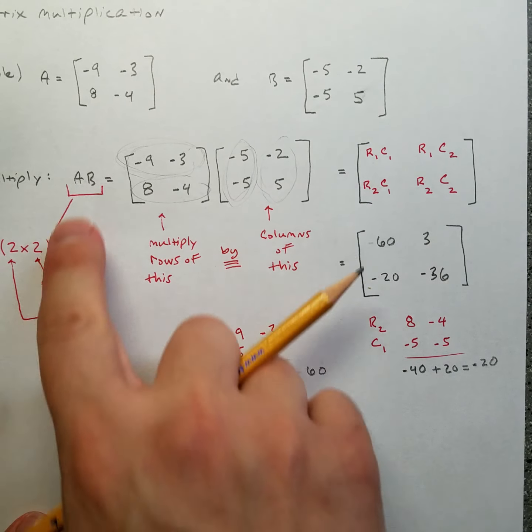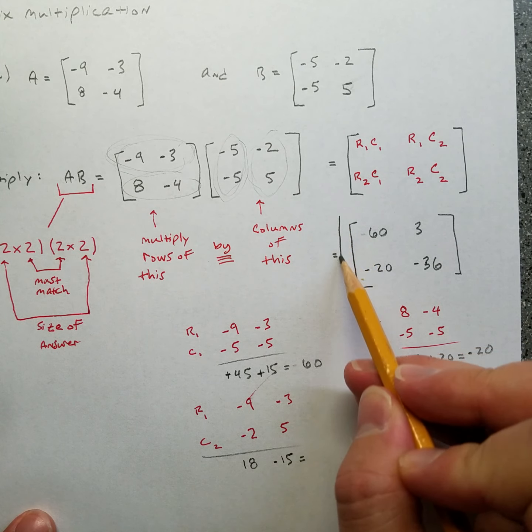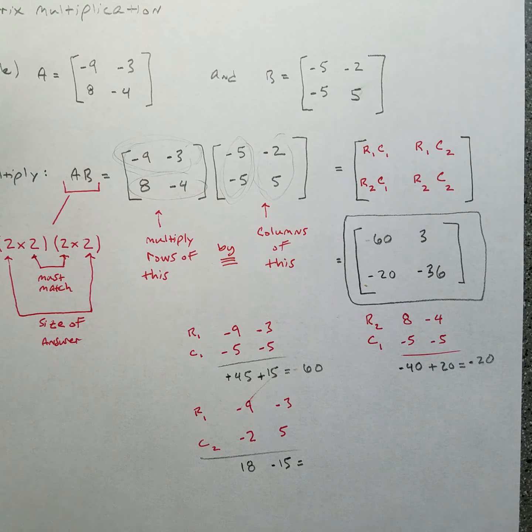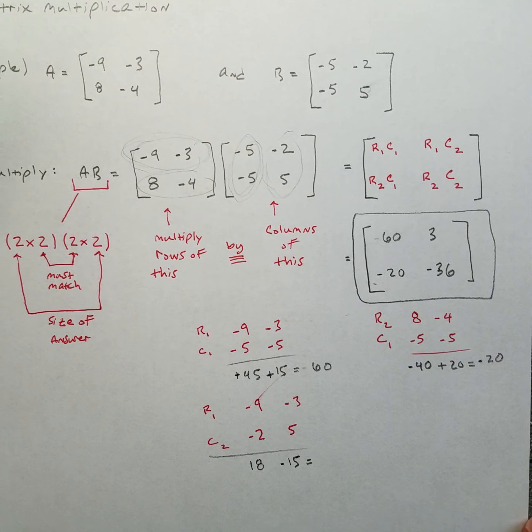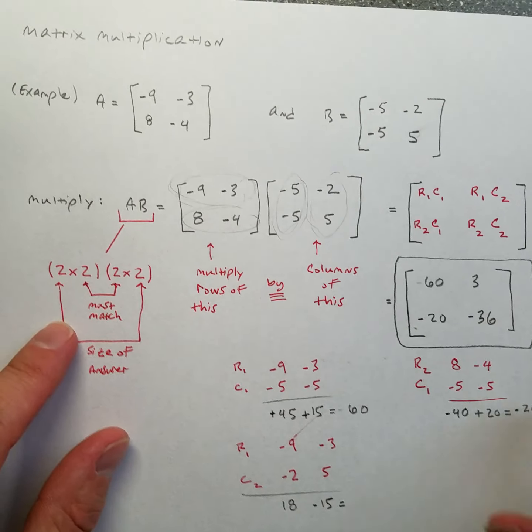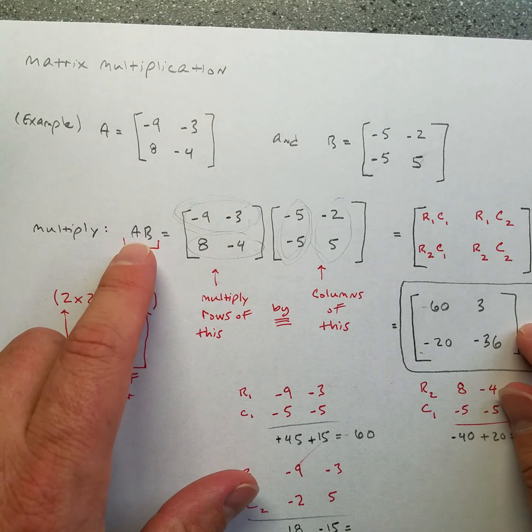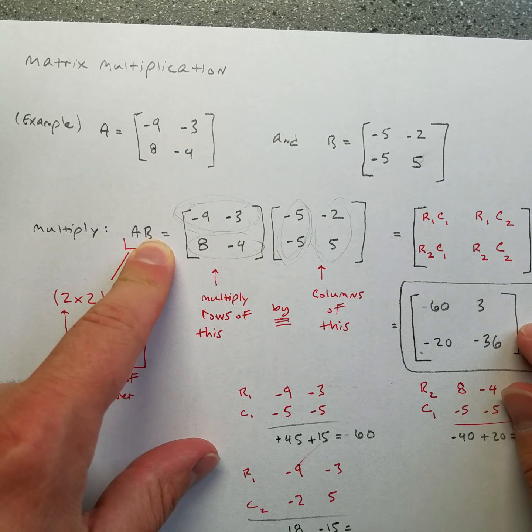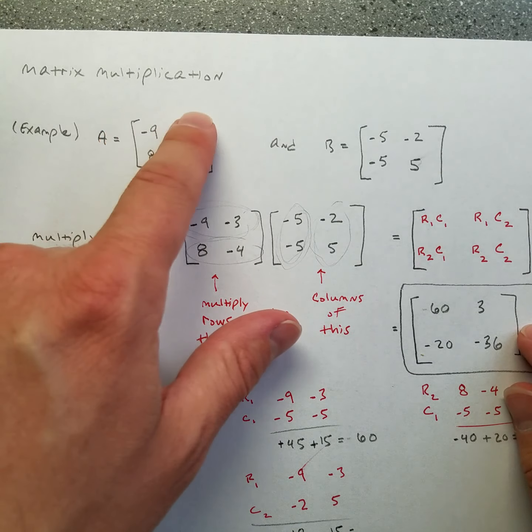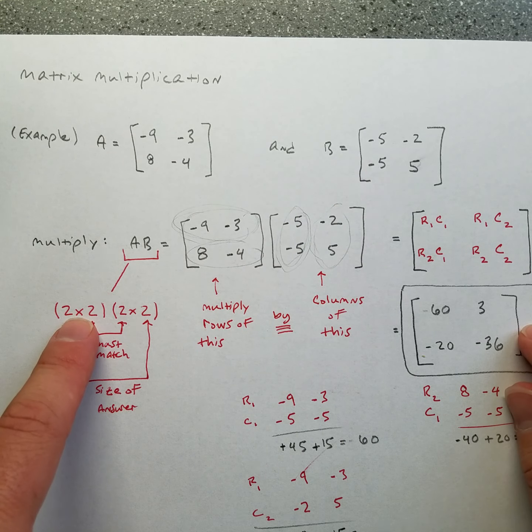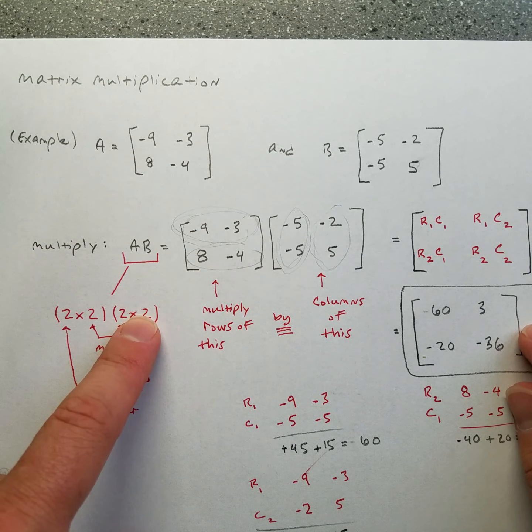All right, so there's matrix A times matrix B. That's our first example to look at about how you would multiply matrices together. Now, before we do the next one, let's look at something. In general, this is how it's going to work. If I multiply A times B, they're both 2 rows, 2 columns. So we would say it's a 2 by 2 times a 2 by 2.